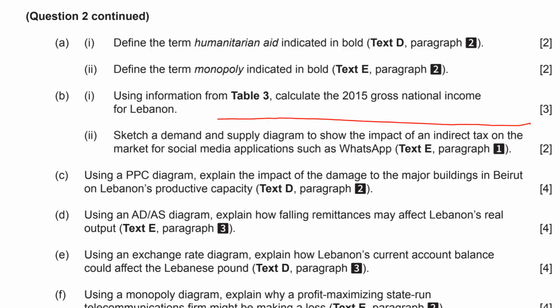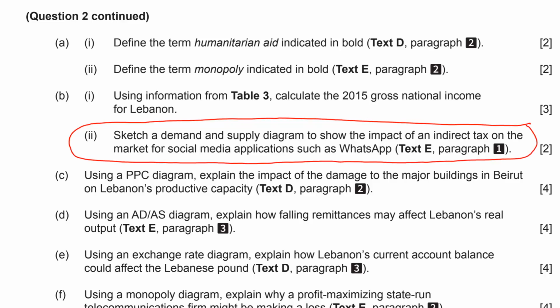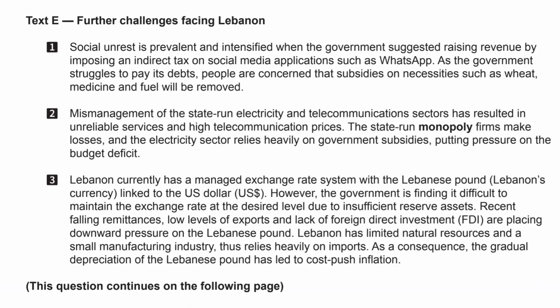Now the next bit, part B, part two, it's asking us to sketch a demand and supply diagram to show the impact of an indirect tax on the market for social media applications such as WhatsApp. We'll look at text E, paragraph 1. Okay, so let's move to text E, paragraph 1. Here we go. So text E, further changes facing Lebanon. Okay, so paragraph 1 is saying social unrest is prevalent and intensified when the government suggested raising revenue by imposing an indirect tax on social media applications such as WhatsApp.